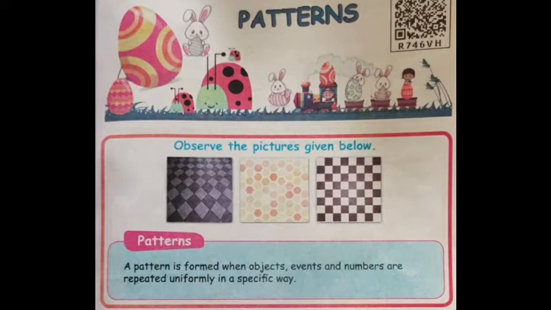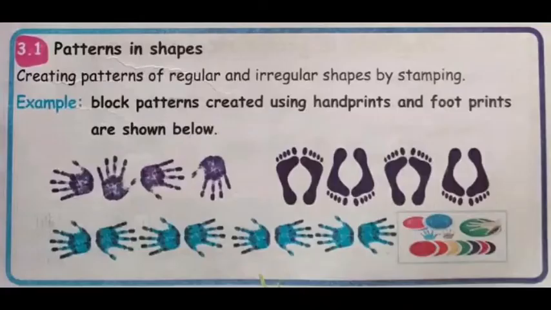Now, how is the pattern created? There are two types of pattern, regular and irregular. Okay, so these patterns can be created by shapes, by stamping, by stamping our finger, our objects, etc. For example, observe these patterns, children. Block patterns created using handprints and footprints are shown below.